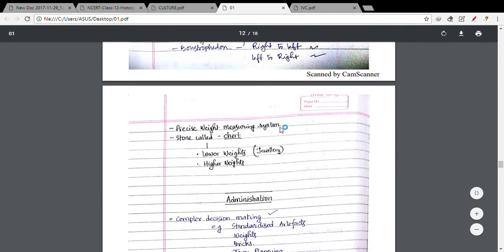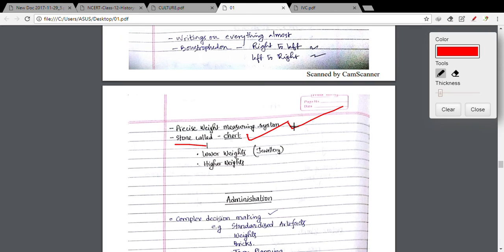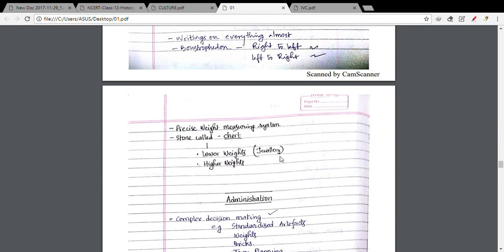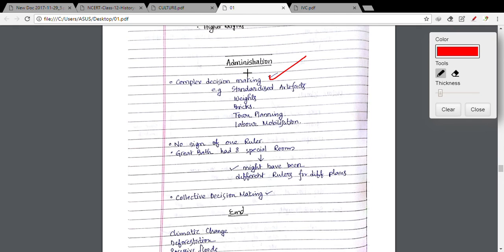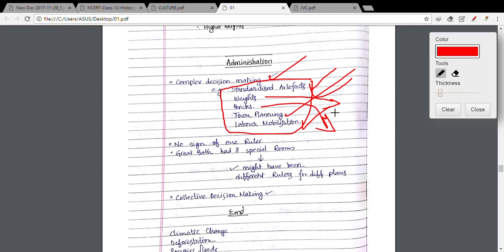There was a precise weight measuring system. A stone called chert was used. Lower weights were used for jewelry and higher weights for heavier things. If we talk about the administration, there was complex decision making because the Harappan civilization was expanding over large spaces, but there were standardized artifacts. The weights were standardized. The bricks, we have already talked about, had length, breadth and height in the ratio of 4:2:1. Town planning was unified and labor mobilization was there. So there was complex decision making at that time.